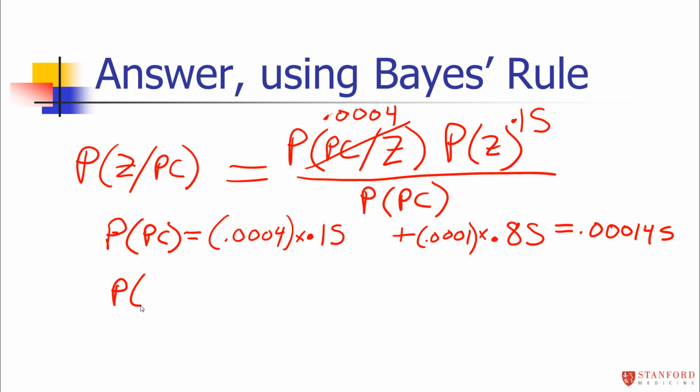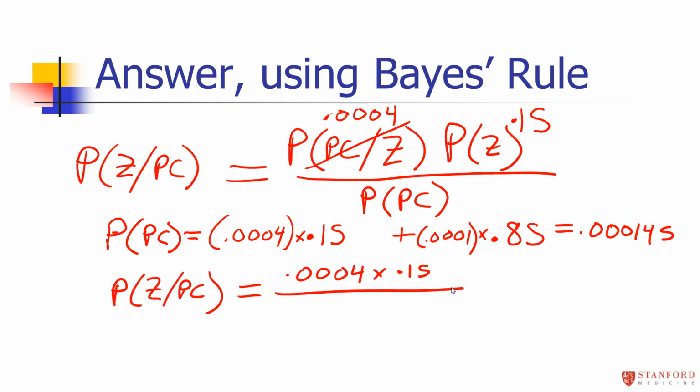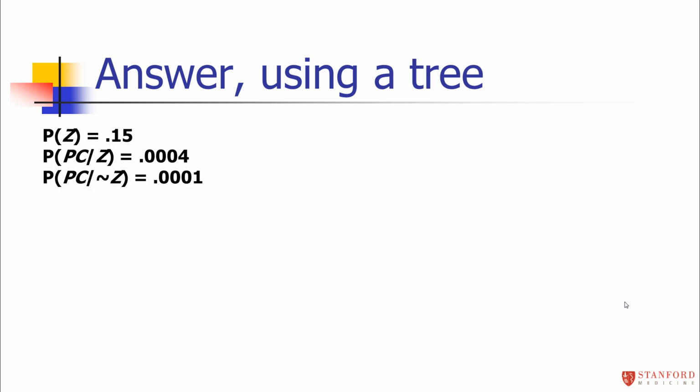So now we can just put those numbers in. So the probability of exposure in this case is equal to 0.0004 times 0.15 divided by 0.000145, and if you calculate that all the way out, that comes out to be a probability of 41.4%. We can also answer this using a tree, a probability tree.